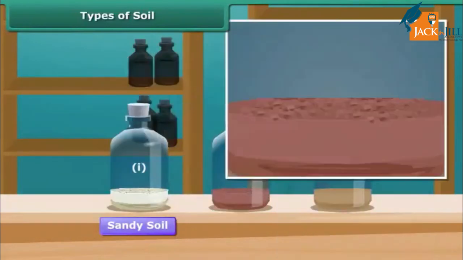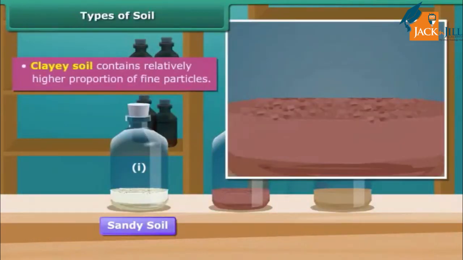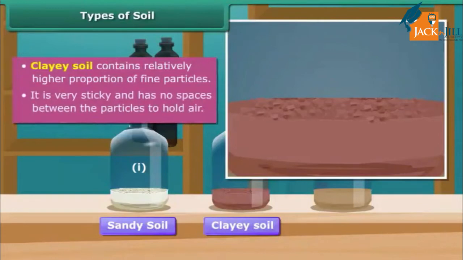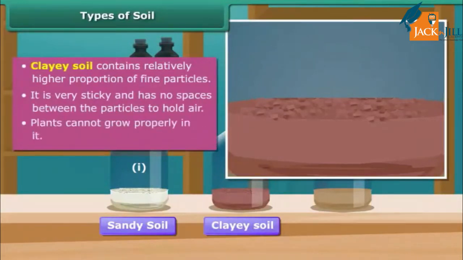Let's observe the second sample closely. It contains a relatively higher proportion of fine particles. So it is a clayey soil. It is very sticky and has no spaces between the particles to hold air. Therefore, plants cannot grow properly in it.